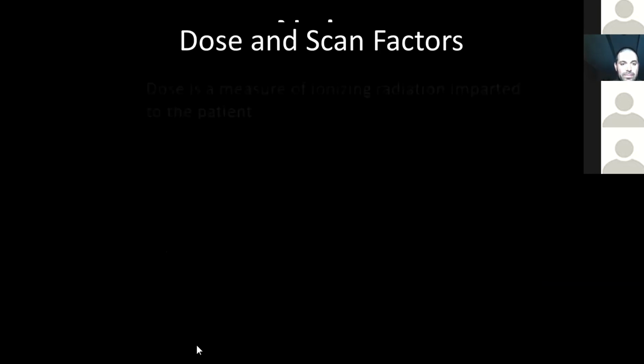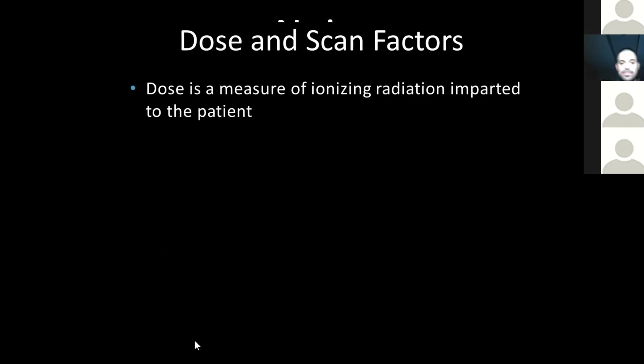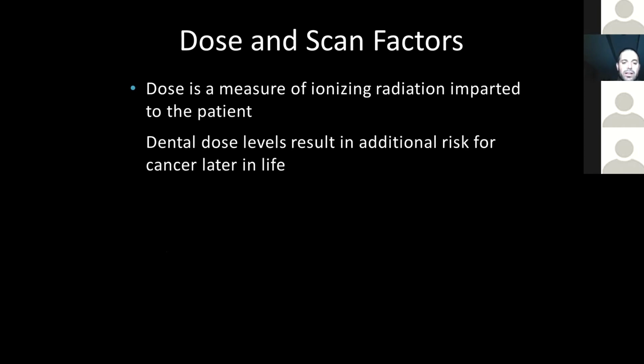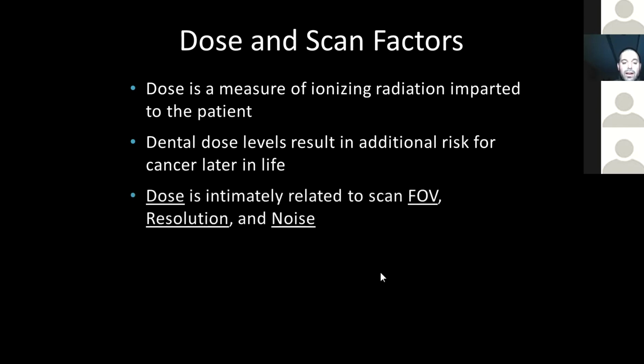Very good. So let's talk about really what dose means. It's ultimately a measure of the ionizing radiation imparted to our patient. And the single relevant concern we have in dentistry is risk of additional cancers later in life. If you read about radiation biology, you'll read about hair loss and skin redness and cataracts, a number of other really interesting biological effects. None of those occur in dentistry because they happen with a different biological mechanism that requires a threshold dose to be met, and we don't even come close to reaching those thresholds in dentistry. What we do have a risk of is cancer later in life. And again, it's related to our scan field of view, resolution, and noise.